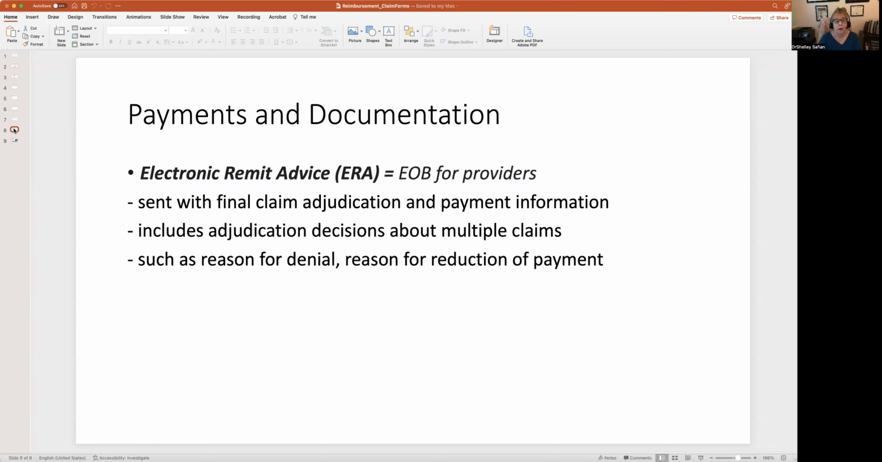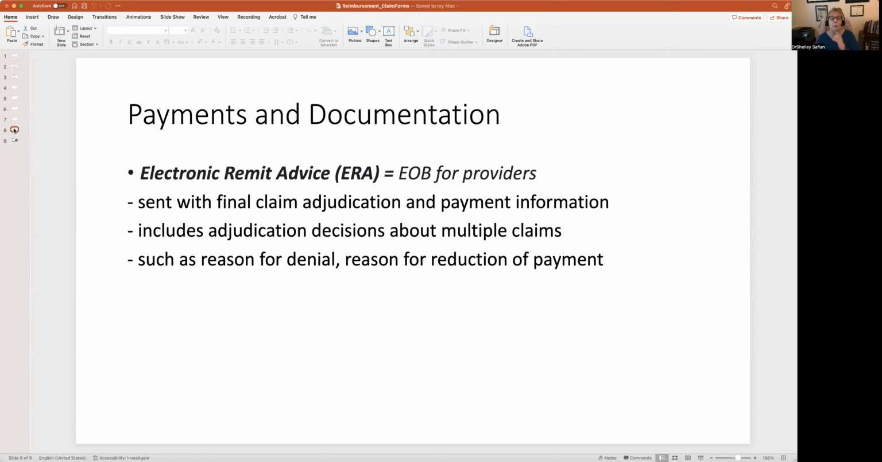Okay. All right. The payments and documentation. So you probably know already, and I think we actually discussed it here, what the explanation of benefits, the EOB, is. It is sent to the patient, the beneficiary, from the insurance company saying, your doctor or the hospital sent us this claim. This is what they asked for. This is what we paid them. Maybe you owe $10. Maybe you owe nothing. It's all covered. Okay. We like those.